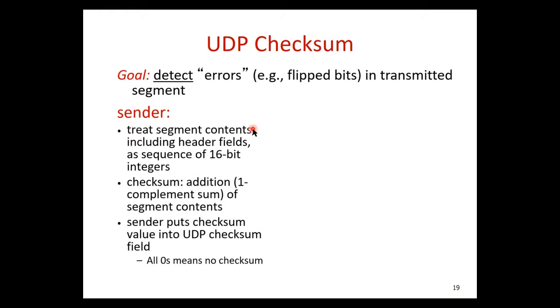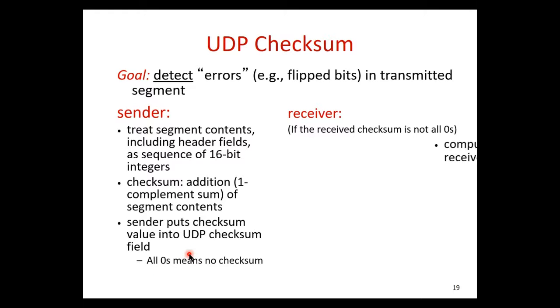Now, the checksum is optional, meaning that the sender is not required to calculate a checksum. So if the sender decides not to calculate a checksum, it needs to tell the receiver, right, that I did not calculate a checksum. So by convention in UDP, if the sender does not calculate the checksum, it will just put zeros in the checksum field.